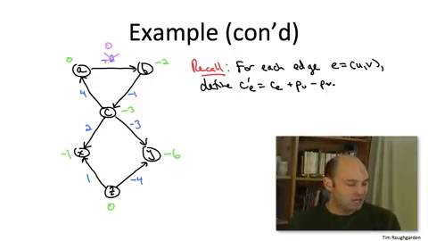Similarly, for the edge B, comma C, we take the original length minus 1, we add to it minus 2, and then we subtract minus 3. That is, we add 3. And again, it all cancels out. We get 0 for the new cost of arc B, comma C.